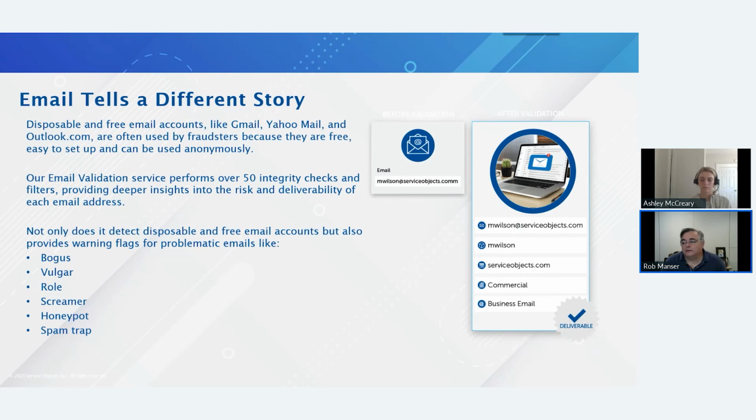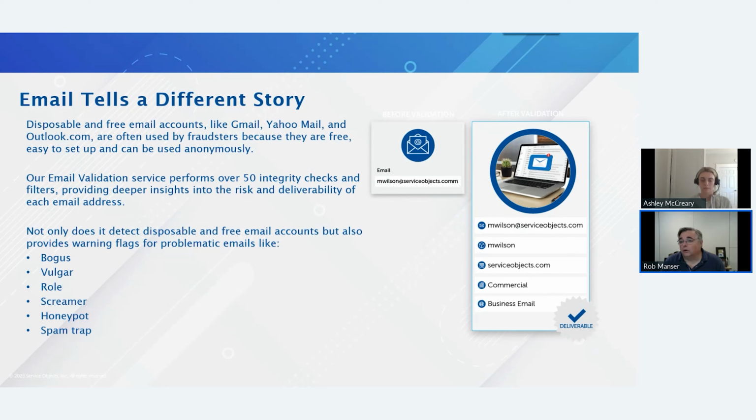But not only does it detect free email accounts, but it also will give you warning flags around bogus or vulgar. Again, kind of like in the name rule where people will make up the front end of the email account and use the back end, like the domain. It might be at gmail.com, but they can write whatever they want on the front end. And a lot of services won't catch that because it could look like a legitimate email based on the domain. But we're going to look for bogus or vulgar in there.